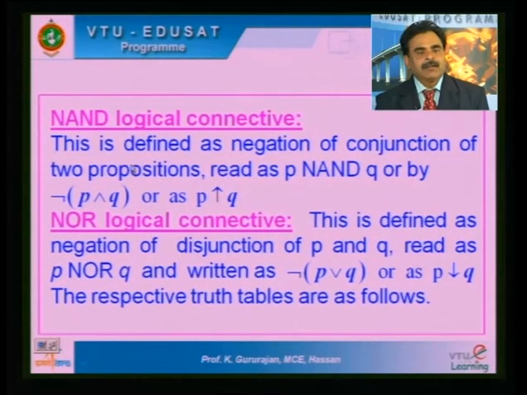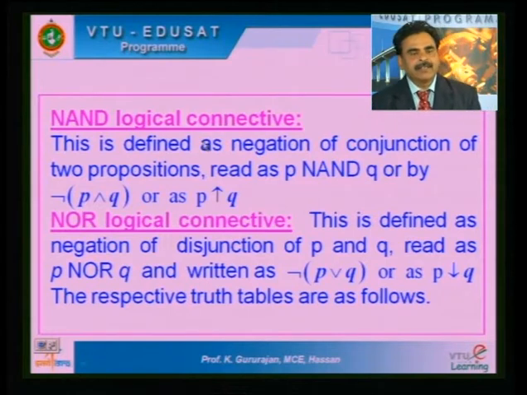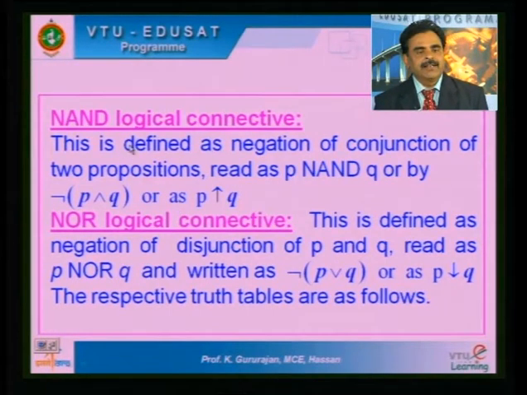Now normally we find these connectives in logical gates. If you are working with logical gates in digital electronics, you will come across this NAND operator and NOR operator. NAND operator means it is negation of P and Q. That is P not AND. How to remember it? P not AND, AND is called NAND. So P NAND Q is negation of P and Q.